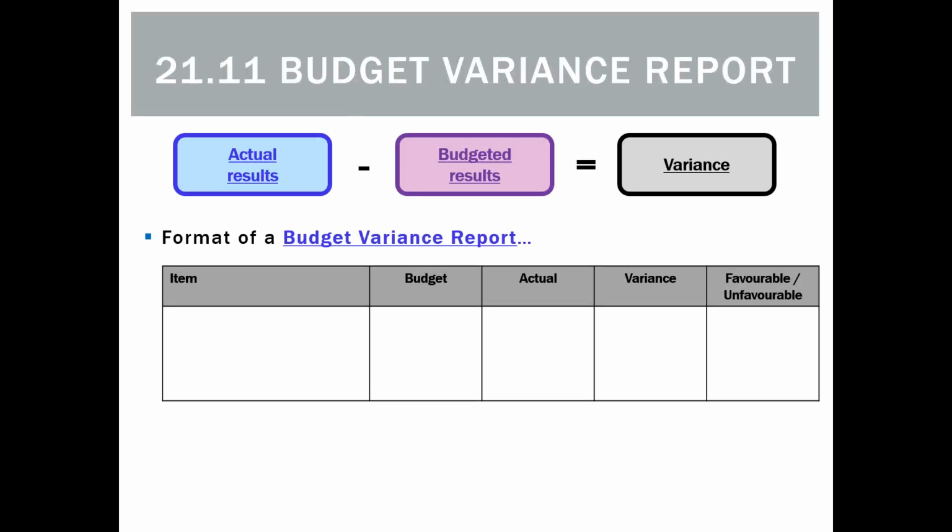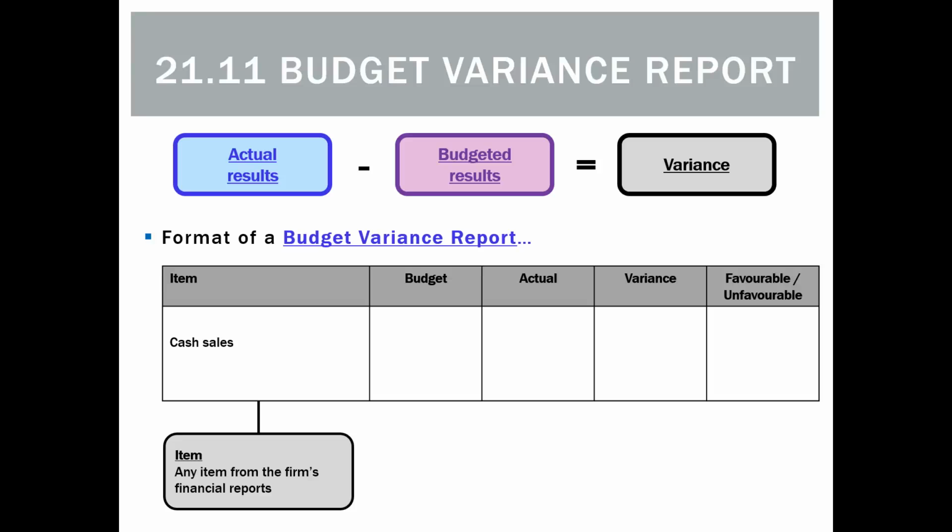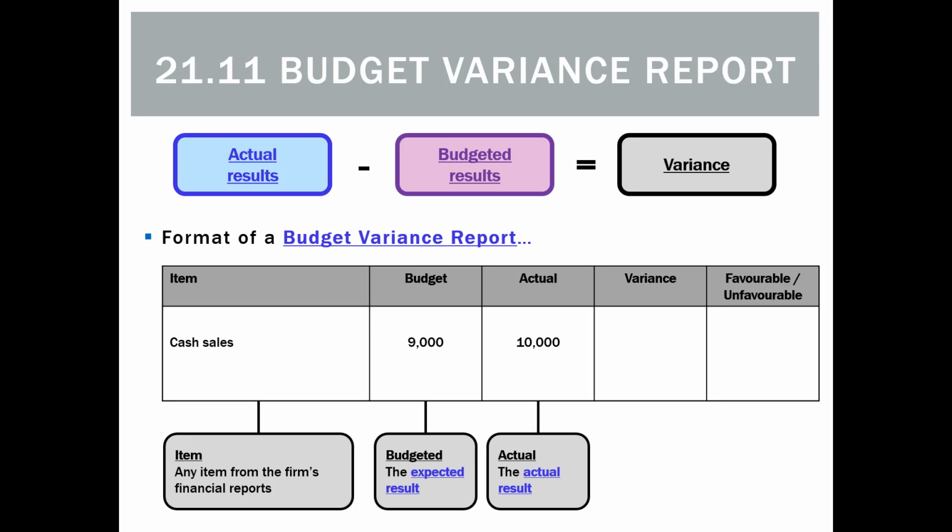So the format is we have a column for the item that we did a budget for, in this case cash sales. We look at what we actually budgeted for, so in this case we planned for cash sales of 9,000. We then look at what we actually achieved. We actually achieved sales of 10,000. That's a variance of 1,000.